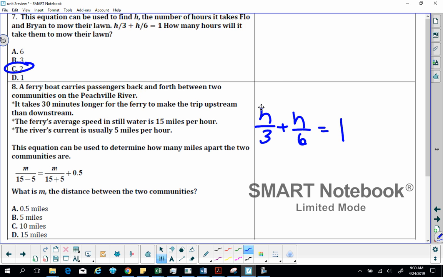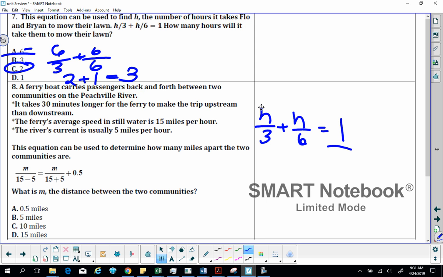What could I do with my answer choices? Alex, what could I do with my answer choices? Plug them in, right? So I could plug each of these in for h. How do I get a fraction on my calculator? What button do you press? So let's try 6. If I put that into my calculator, what's 6 divided by 3? 2. And what's 6 divided by 6? What's 2 plus 1? Is that 1? Is 3 1? Nope. So you just keep plugging them in.